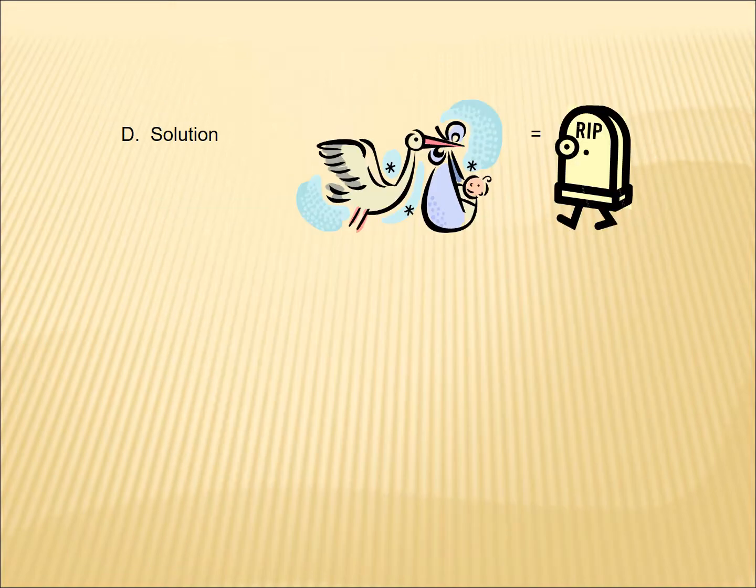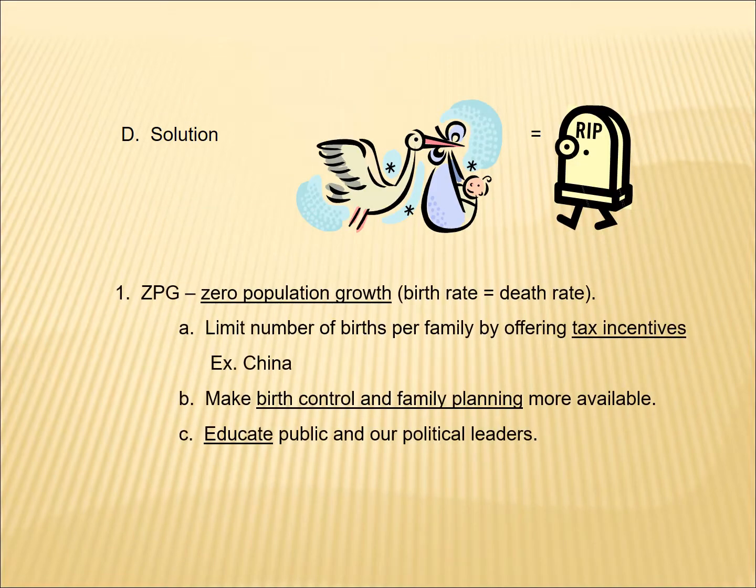All right, so what are our solutions to this? One is zero population growth. This is where birth rate needs to equal the death rate. This has happened in China. They offered tax incentives, and at one point they only allowed one child per family. The second thing is they can offer birth control and family planning to get zero population growth. And also we need to educate the public and political leaders about the need for zero population growth.